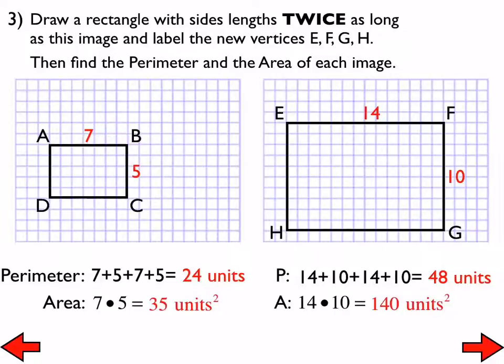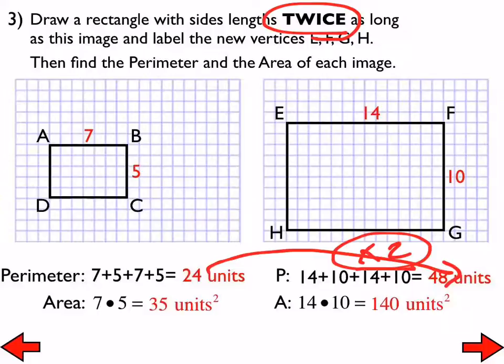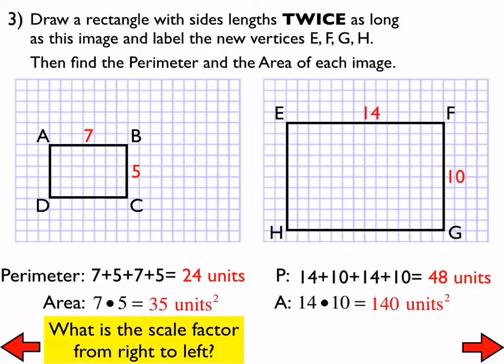Now, I'm not going to go into full detail on this, but we will in the next part of this lesson, which is in a couple of weeks. Notice that the perimeter is twice as big, which happens to be the same as the scale factor. But the area is not twice as big. The area is 4 times as big, which happens to be the 2 squared. But once again, we're going to come back to that in the second part of this lesson in a couple of weeks. And then the scale factor from right to left, of course, is 2.